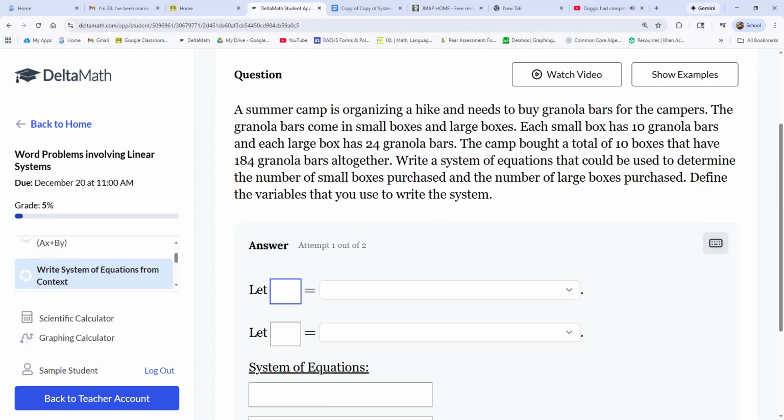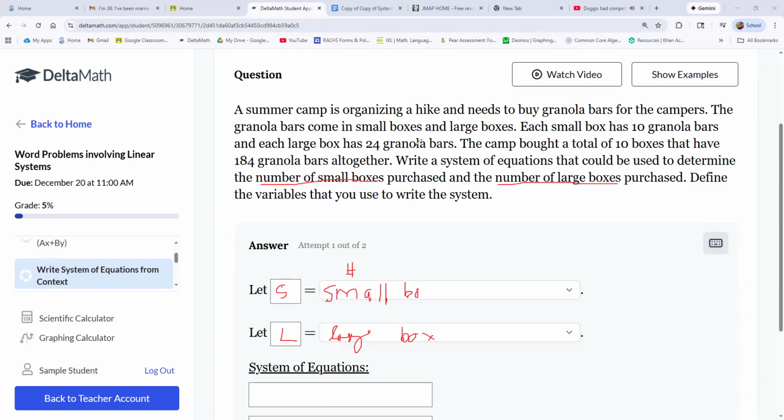I'm going to try to use the pen to do this. All right, first thing you should be focusing on is, what are we looking for? We're looking for the number of small boxes, and we're also looking for the number of large boxes. So we're going to say S is small boxes. I can't write real well with this cursor. That's the number of small boxes, and L stands for the number of large boxes. We could also use X and Y, but I'm just going to use the letters.